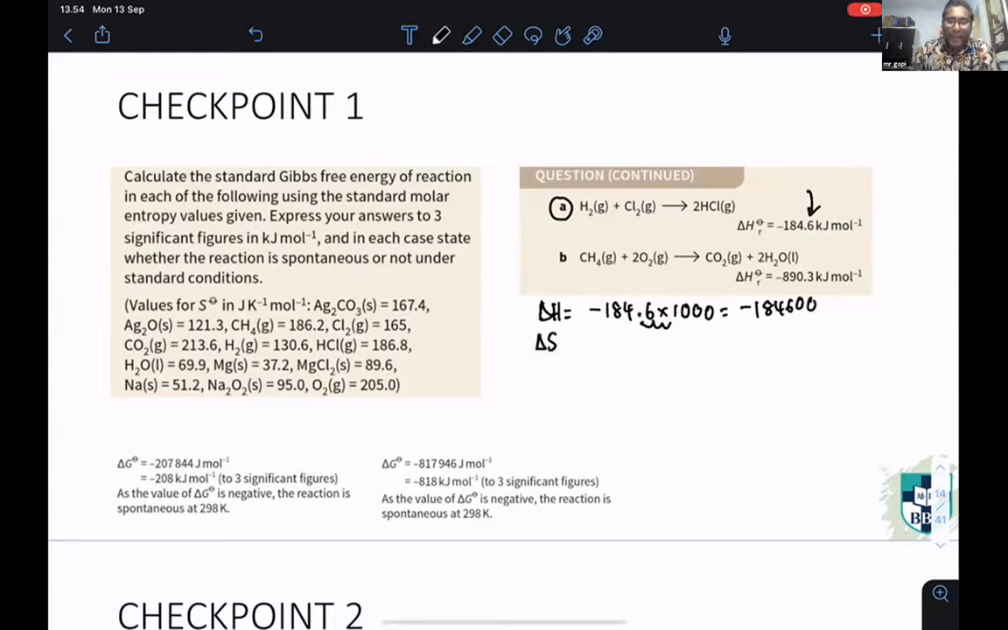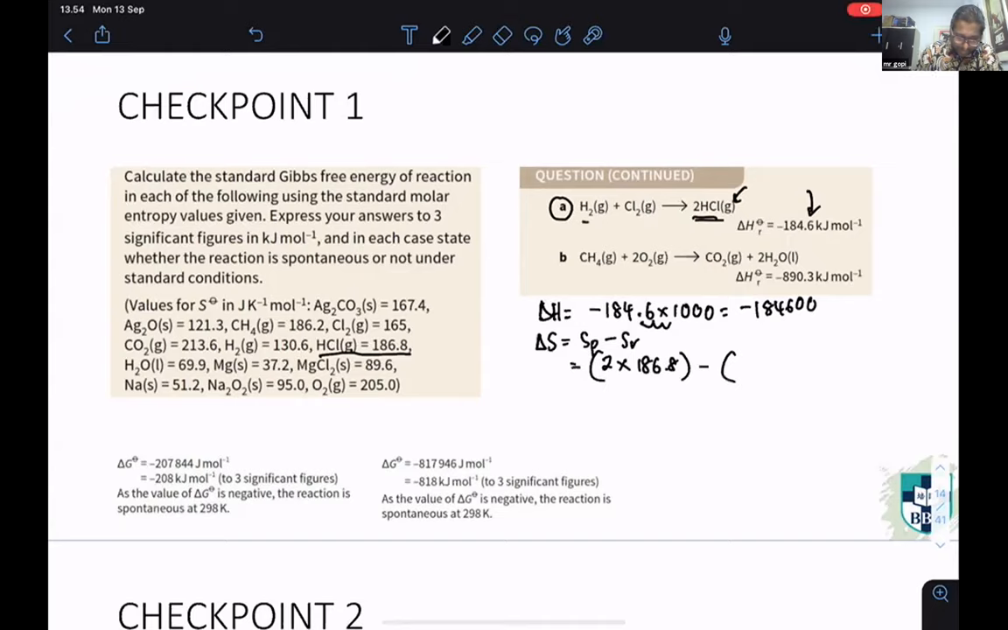Next thing is calculating your entropy change of the system. Entropy change of the system is entropy of the product minus entropy of the reactant. So for entropy of the product, do you see 2HCl? So 2 times, look for HCl here. Where is HCl? Yeah, HCl, do check, it's gas. So it's gas, 186.8, close the bracket.